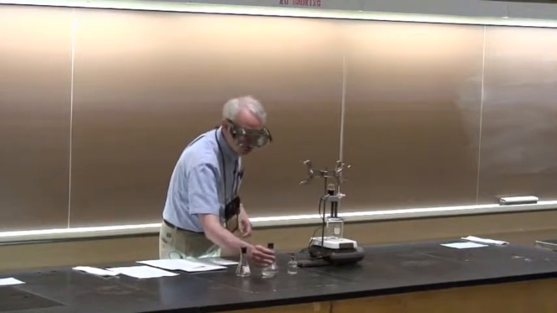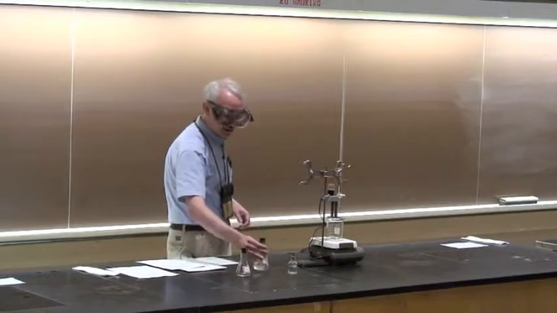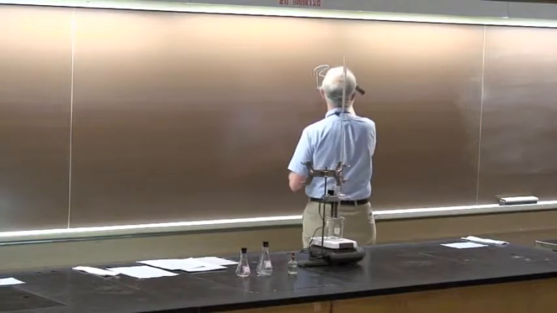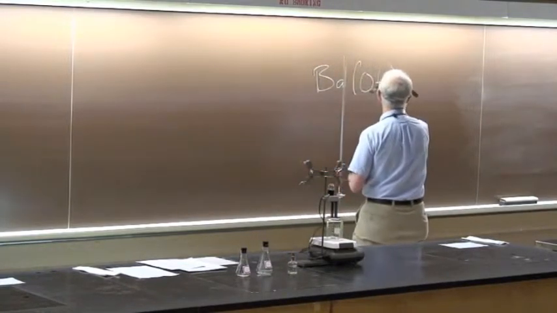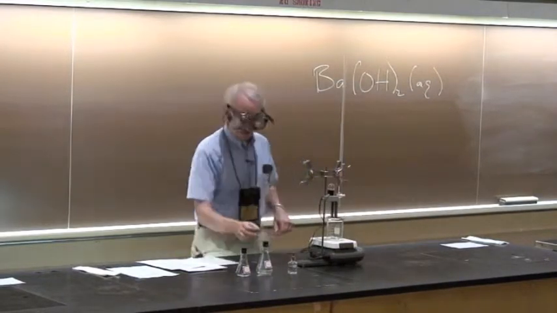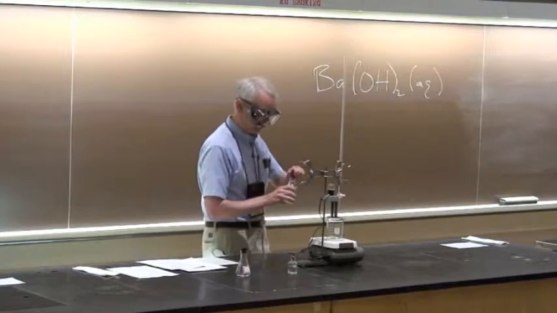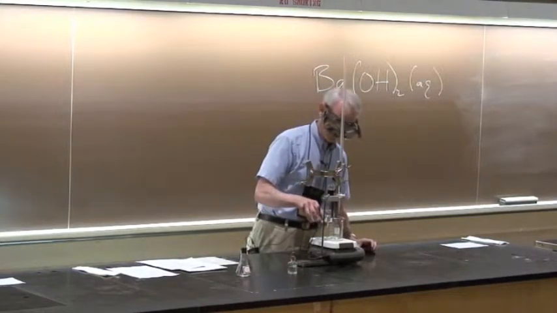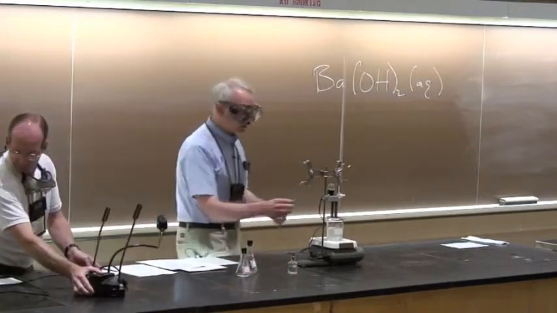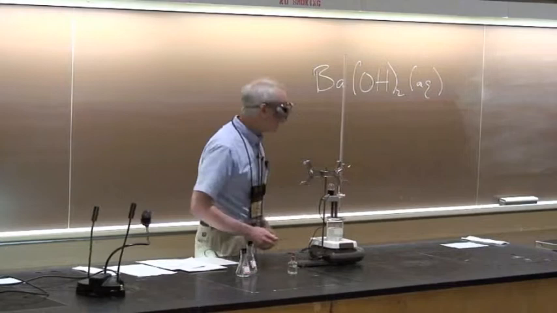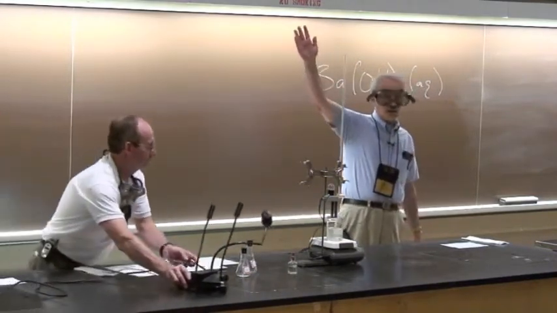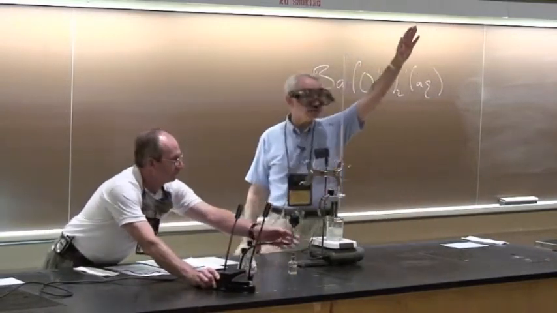I'm going to first pour some aqueous barium hydroxide into this fine tube. While they're doing that, we'll take our first vote. I'm going to put the electrolyte light in there. How many think the light will go on? And how many think the light will not go on?